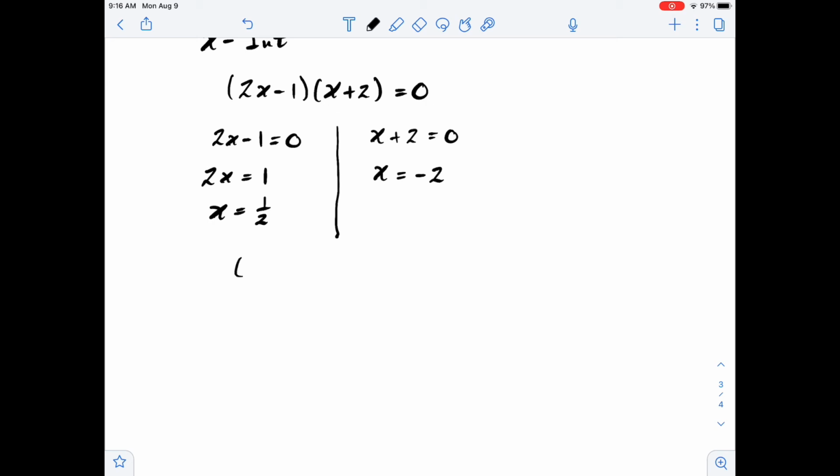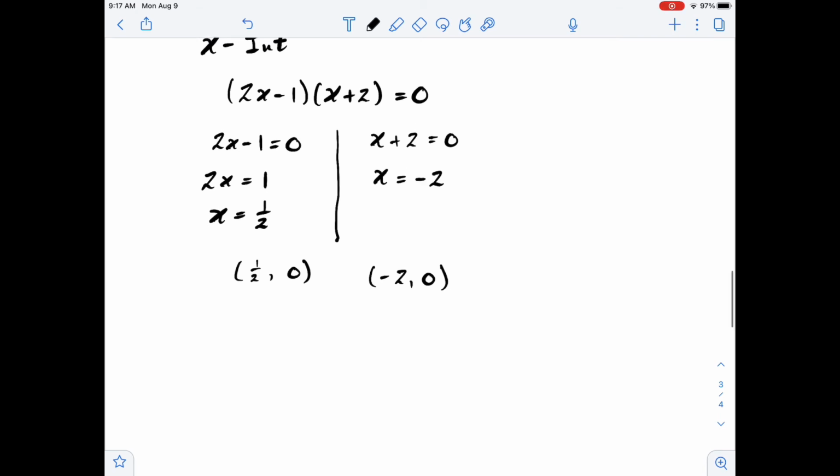One of them, let me scroll down, is 1/2, comma 0. That's one x-intercept. And the other one is -2, comma 0. So again, much like in the first problem, this time we happen to have two x-intercepts. So 1/2, comma 0, and -2, comma 0.